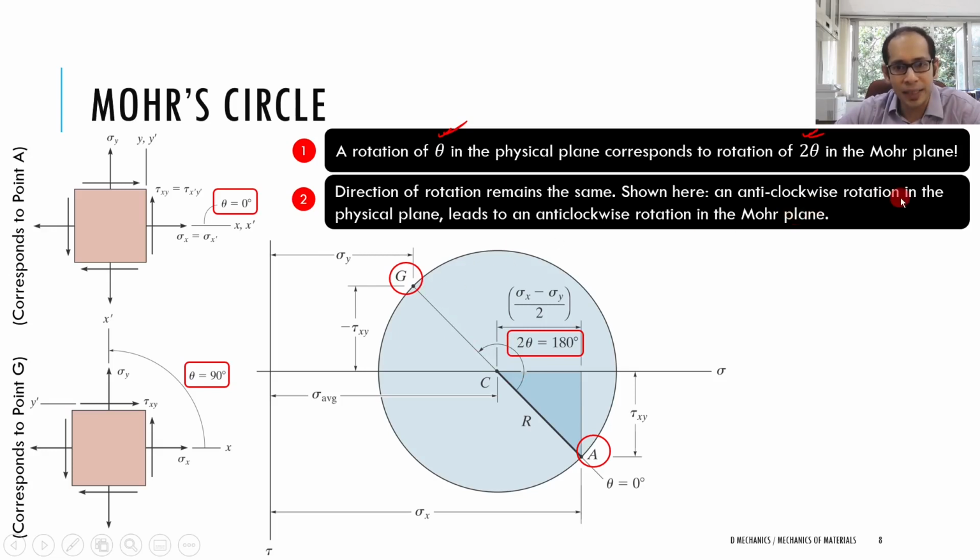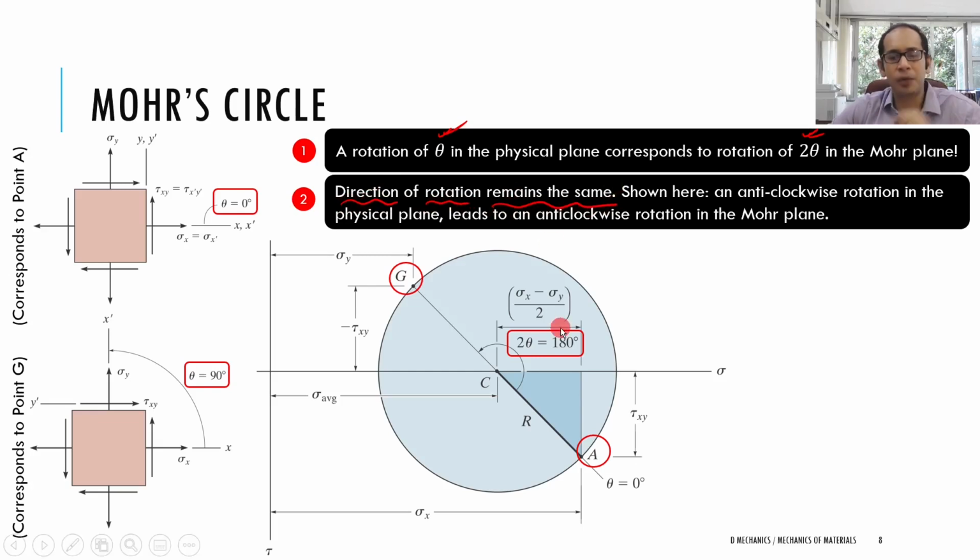So an anti-clockwise rotation in the physical plane leads to an anti-clockwise rotation in the Mohr plane. You will see when we solve some of the problems of finding the principal stresses or the maximum in-plane shear, this will become extremely handy, where you don't have to always keep track and think. You have to just mark the points in the Mohr circle, and then you will automatically get the points which are happening in the physical plane. So the important takeaway is that the direction of rotation remains the same.